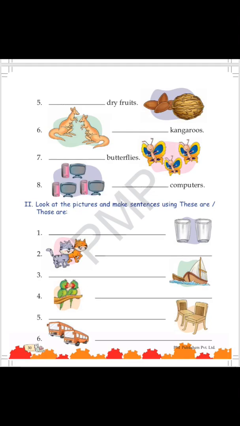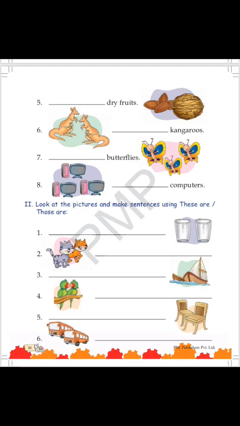There are 2 chairs and the chairs are away from the number 5. So what will we write? These are chairs. What are these? These are chairs. Sorry, those are chairs. I'm extremely sorry. It will be those are chairs. Those are chairs. Now the sixth one, the buses.